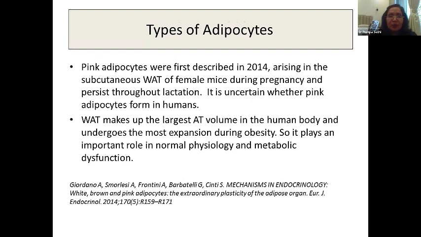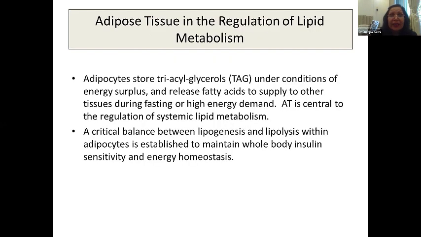The white adipose tissue makes up the largest adipose tissue volume in the human body and undergoes the most expansion during obesity. So this is the adipose tissue that expands during obesity. So it plays an important role in normal physiology and metabolic dysfunction.